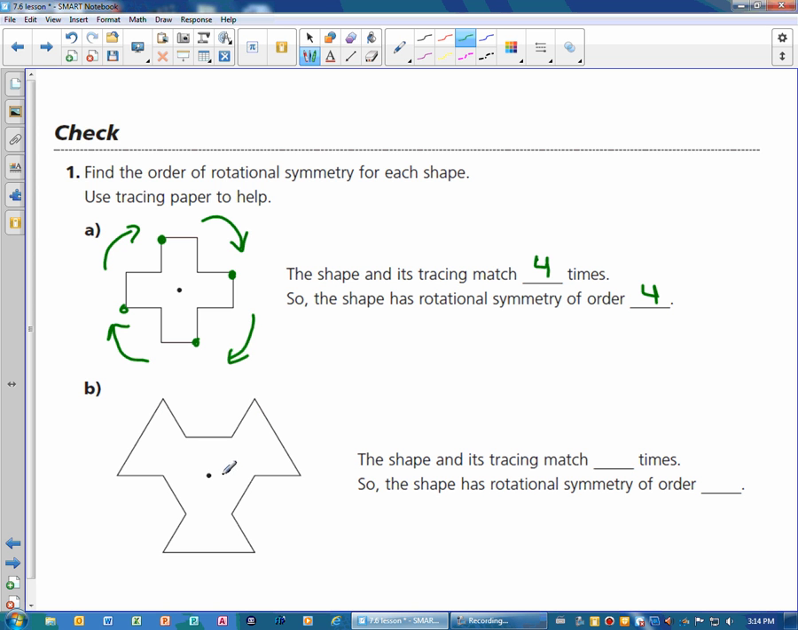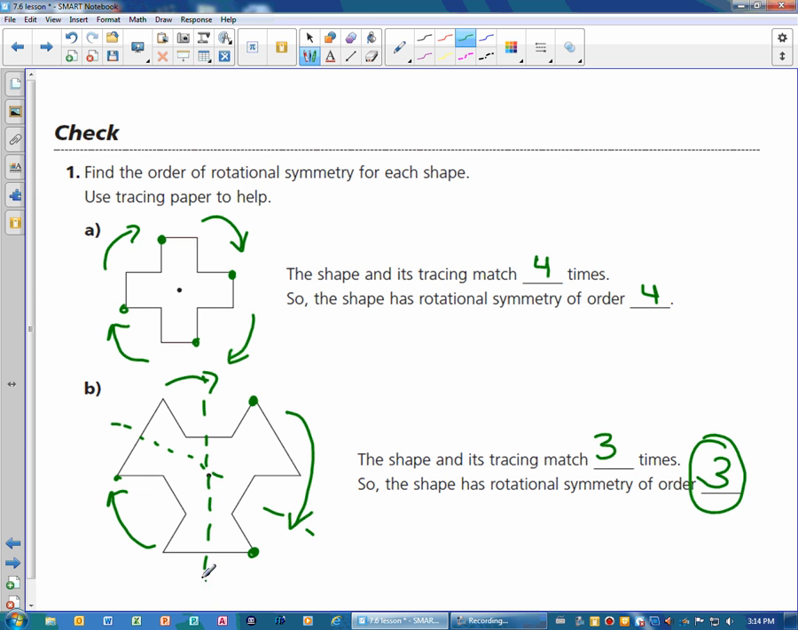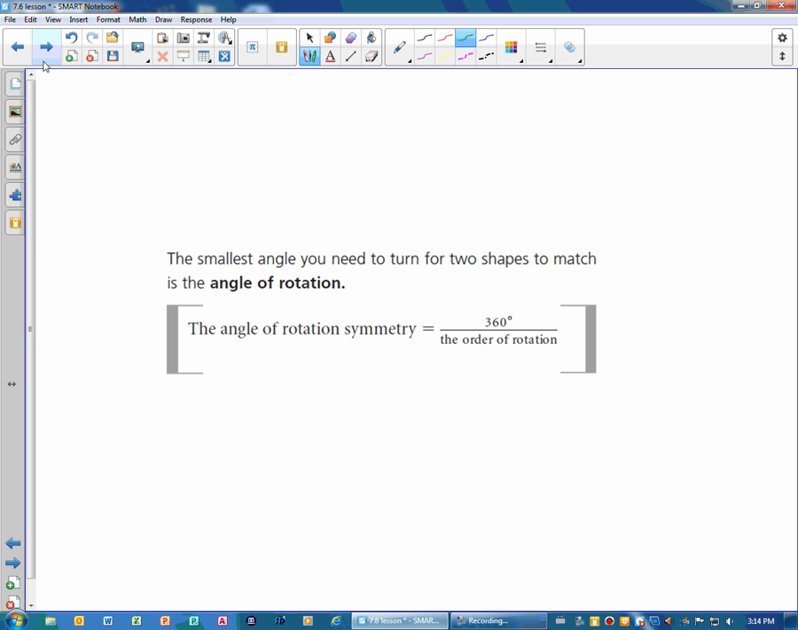This example is very, very similar. So hopefully you're thinking 3, because if I took this shape here and turned it, this one would end up there, it would end up there after 2 turns. 1 more turn would put it exactly where it started. So the shape and its tracing match 3 times, order of symmetry of 3. So obviously this number is related to lines of symmetry, isn't it? How many times are these shapes exactly symmetrical? Absolutely, that's got lots to do with it.